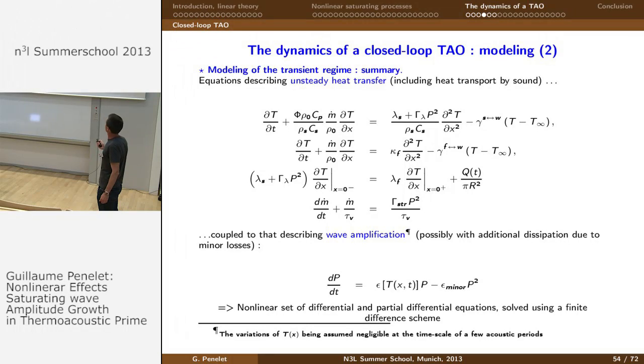So to compute the transient regime, we have to solve this set of equations describing unsteady heat transfer with this equation that describes thermoacoustic wave amplification. Just a word about this equation, which describes the fact that the time delay for streaming establishment should be taken into account. It takes typically about 10 seconds for the streaming to be established after we have the increment of acoustic power. We can also account in a simplified way for minor losses in the same way as I discussed previously.